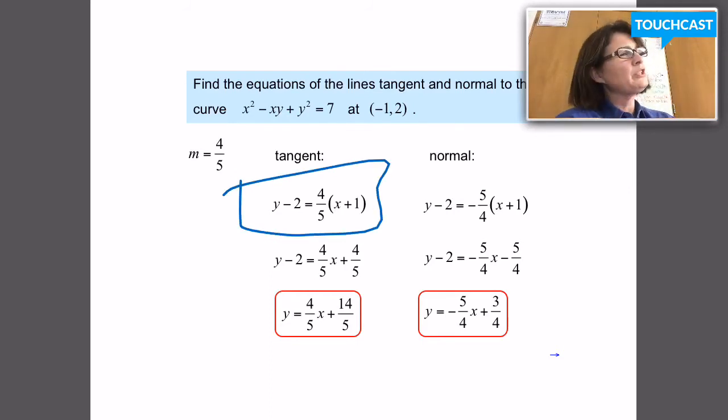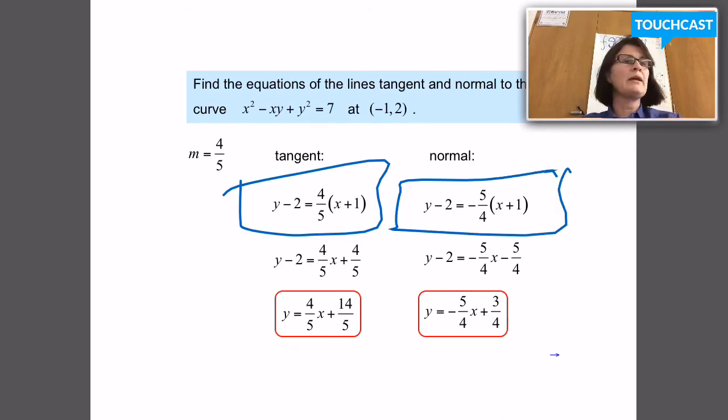And then how do we find the equation of the normal line? We're going to use the same ordered pair, but the opposite reciprocal. Normal means perpendicular, so we want the slopes to be perpendicular. The opposite reciprocal of 4/5 is -5/4. And we get this normal line equation here.